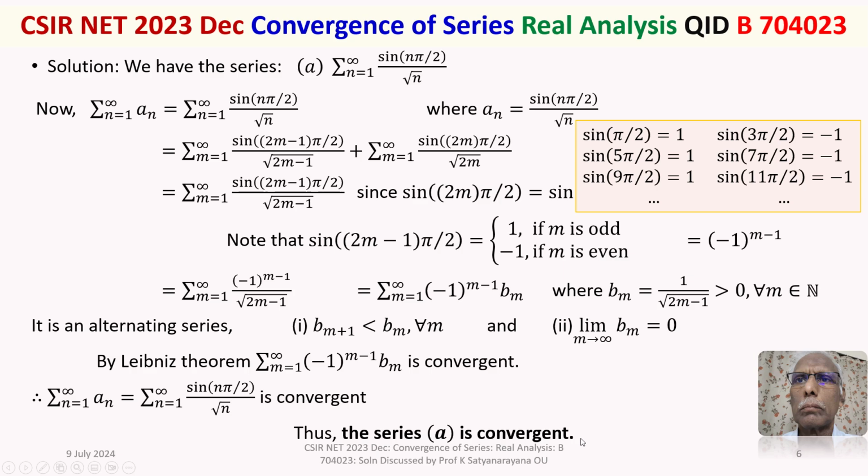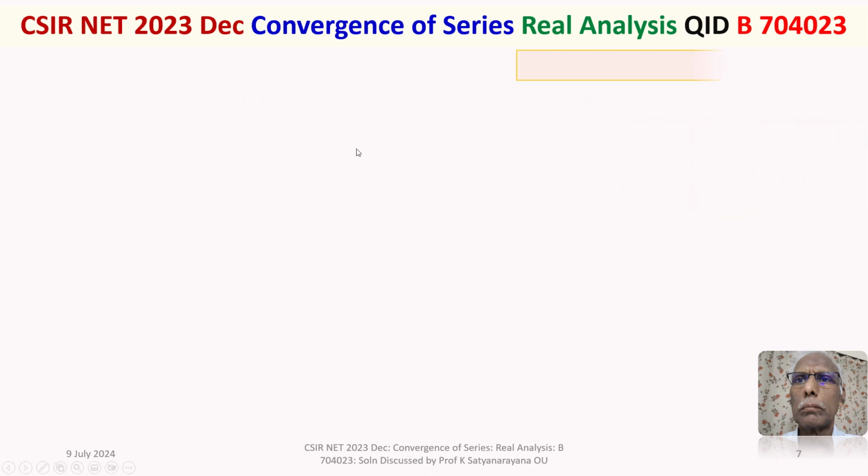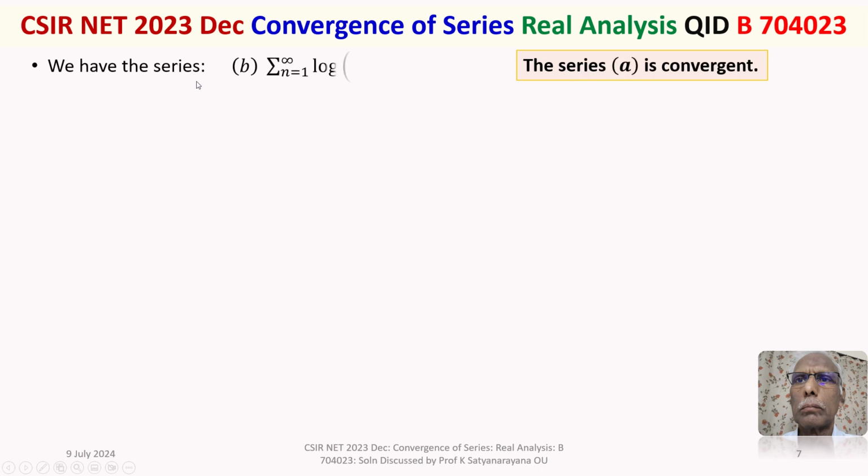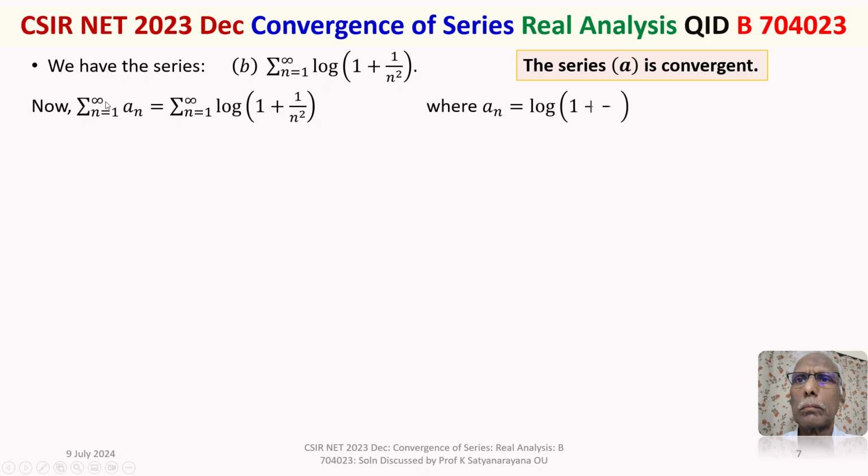Now, in the next slide, we will talk about the series B. We have the series A is convergent. We have the series B given by sigma n equals 1 to infinity log of 1 plus 1 by n square. Agreed. Now, let's take this as sigma an, where an is log of 1 plus 1 by n square, which is greater than 0 for all n belongs to N. That means there is a series of positive terms.